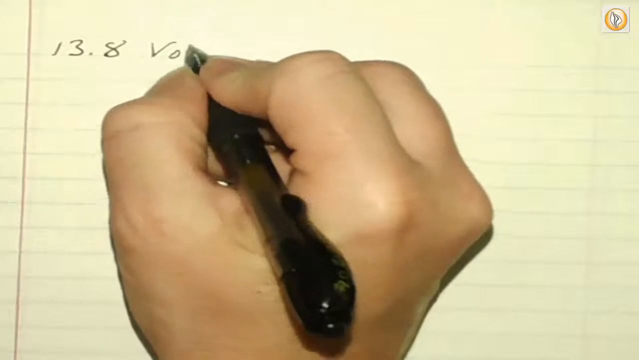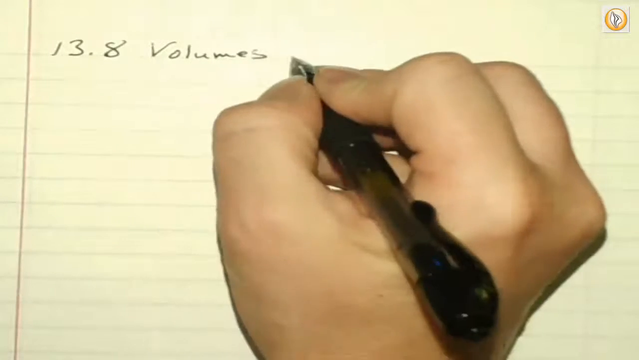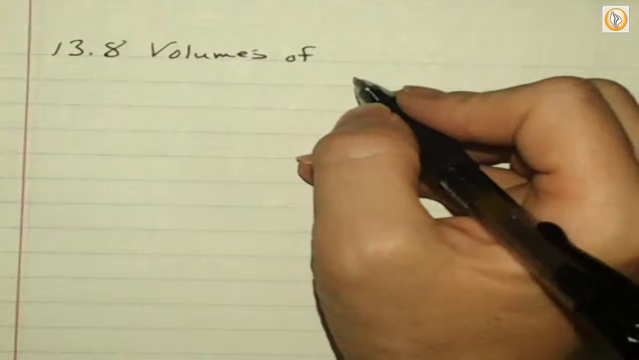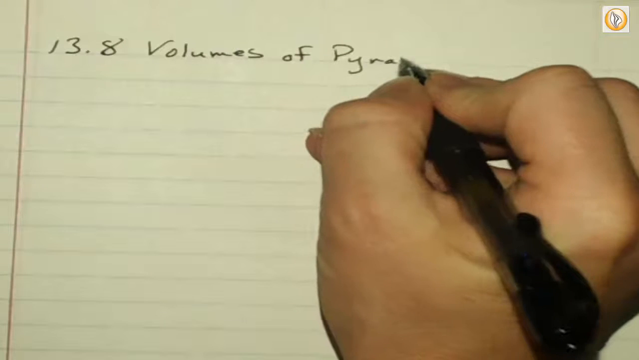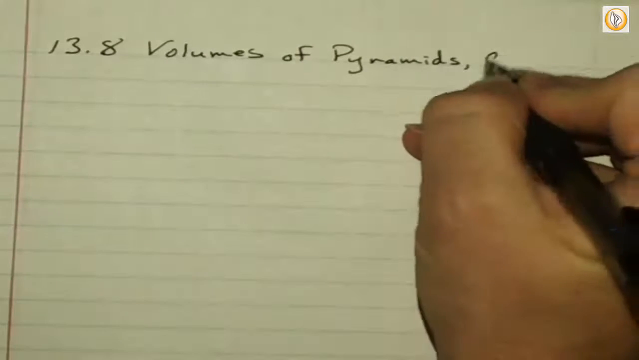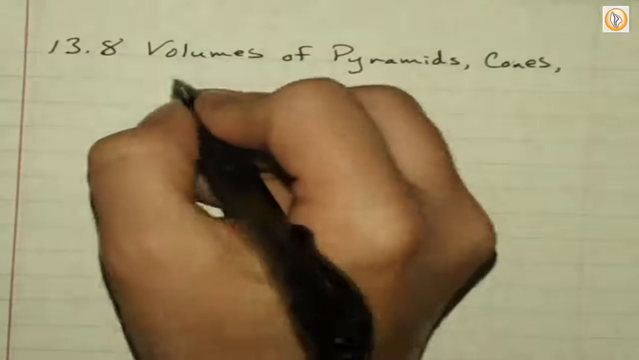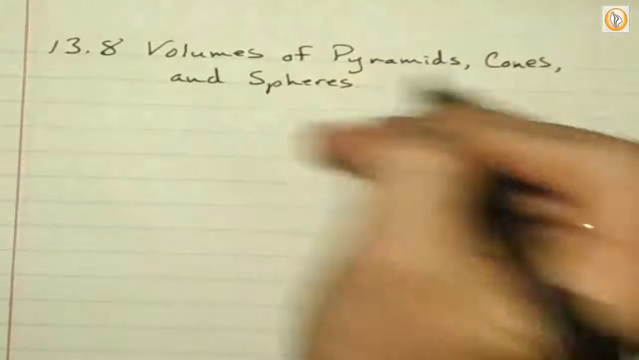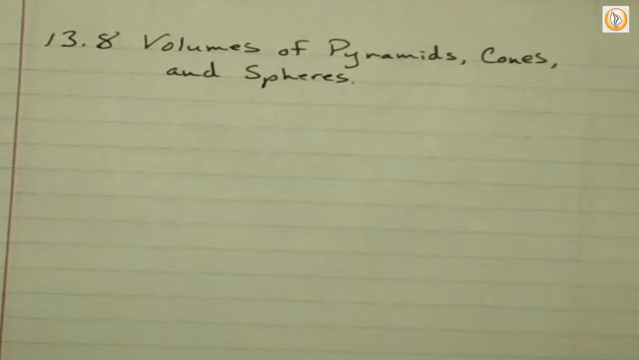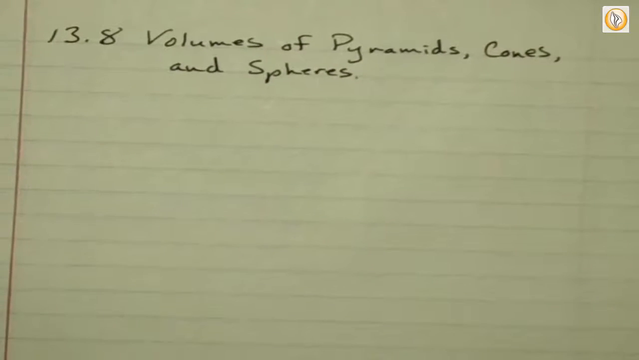All right, this is the last section of this chapter, 13.8, Volumes of, and this is going to be a little different than the last couple of days, pyramids, cones, and spheres. They saved the worst for last. That's right, they did. They saved the worst for last.